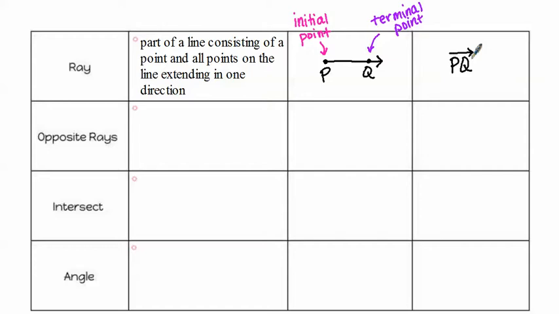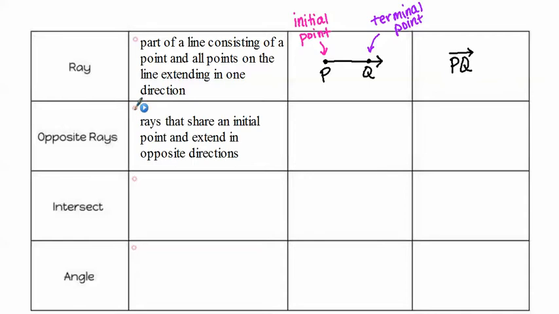Now this next one we're going to look at is putting rays together. So opposite rays are rays that share an initial point and extend in opposite directions. So they share an initial point. So we start with some point, let's call that R. And I need 2 rays that point in opposite directions. So either one's going to point left, one's going to point right. Or one would point up, one would point down. Or one would point to the northeast and one would point to the southwest. But in either form, they need to point in opposite directions.